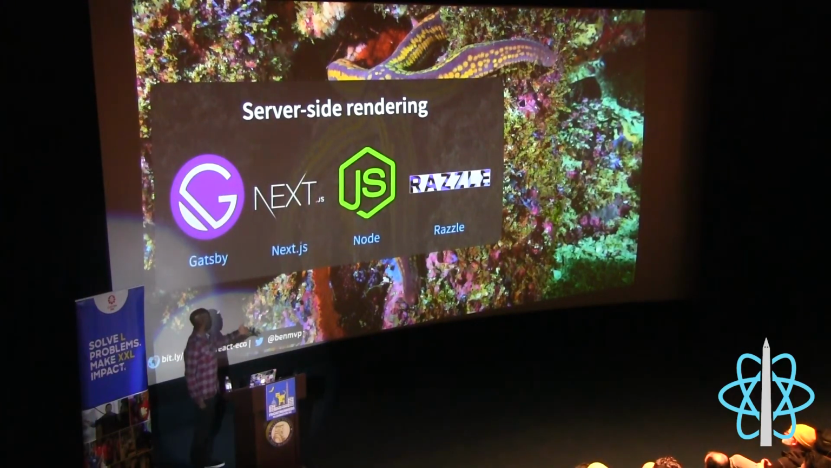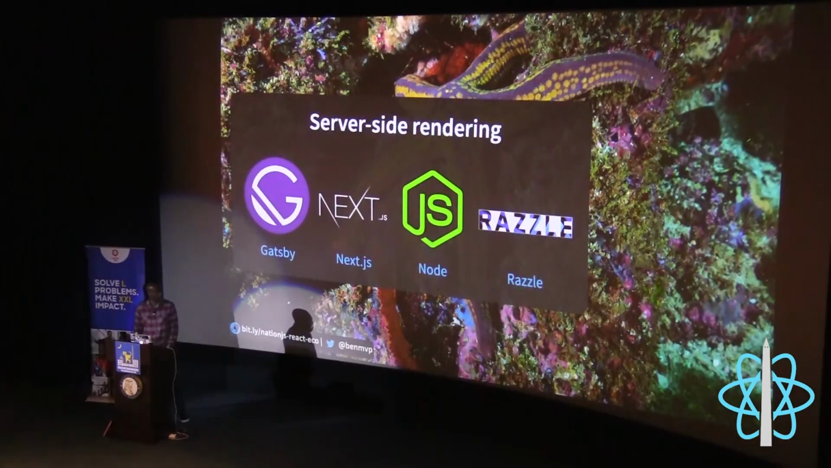And then if you don't want to use any of those, you can just roll your own thing using Node. And Razzle is just a series of helper libraries that kind of facilitate server-side rendering. And it's actually UI agnostic as well, so it works with Vue and other libraries.